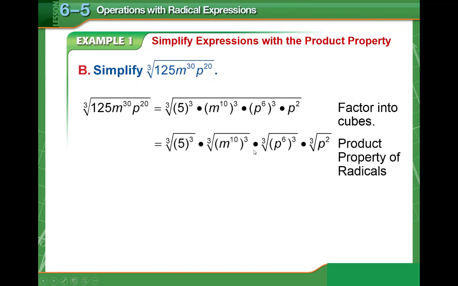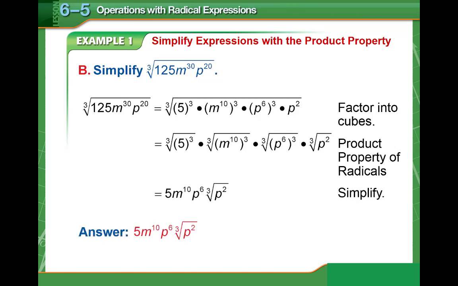Then we use the property of radicals to separate those under different radical signs and simplify. So this is our final answer. All right, now you try.